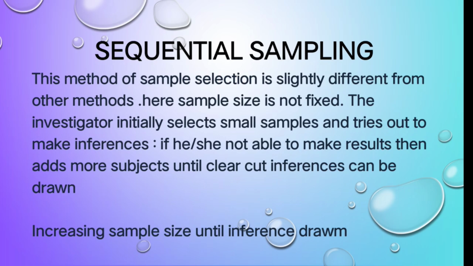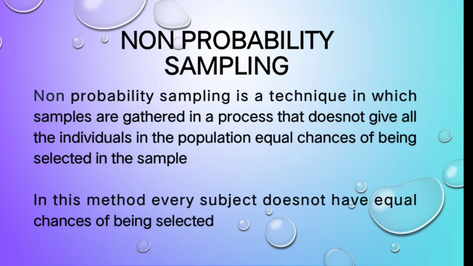So for example, he wants to study on the renal transplant patients. So he is not getting the proper result means he will go on adding the patients one by one. So that is until and unless the researcher draws a proper inference or conclusion, whatever the researcher wants, until that he will go on adding the sample size more and more. So that is in simple term known as sequential sampling.